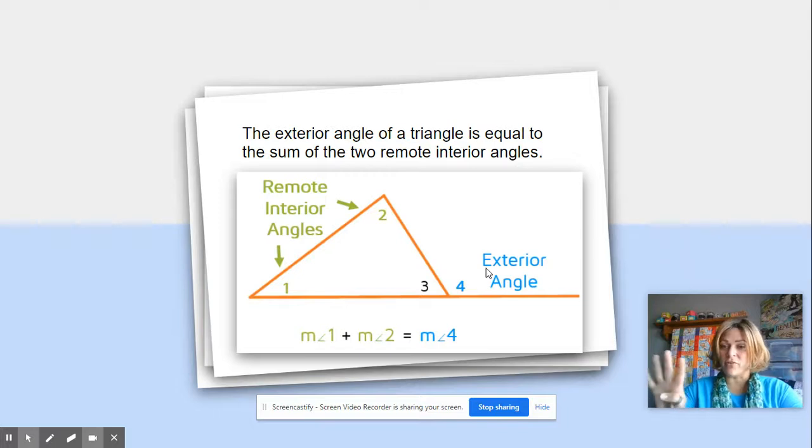So if you have angle 4, and you add angle 3 to it, that equals 180. Then angles 1 and 2 together, plus angle 3, still equal 180. So that means these two faraway angles, remote interior, have to equal this exterior. Okay, and that's a rule that will come up in proofs on occasion.